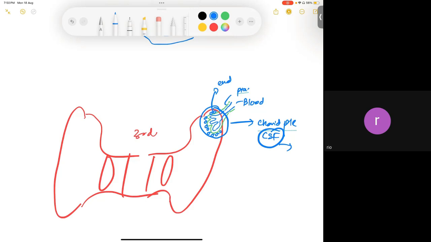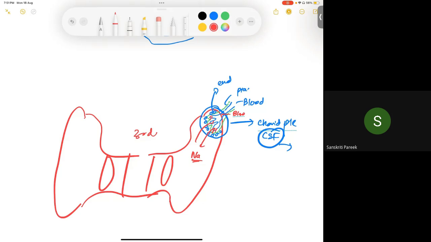Okay, so we have different pumps and channels present in the blood vessel here, in the choroid plexus. One of the pumps is going to be your Na pump. What is the Na pump going to do? It is going to dump sodium from the blood into the lateral ventricle space.